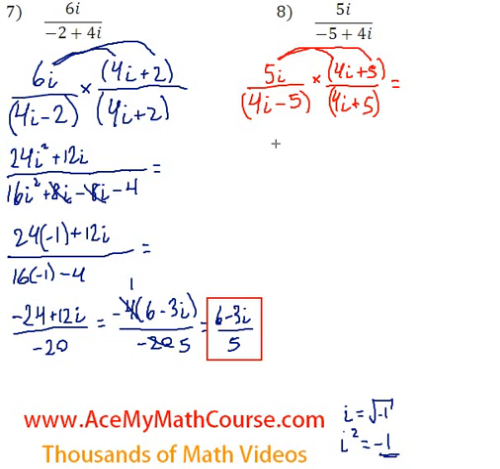So 5i times 4i is 20i squared. 5i times 5, 25i. All over 4i times 4i, 16i squared. 4i times 5, 20i. Negative 5 times 4i, negative 20i.